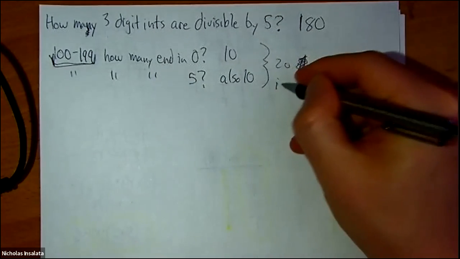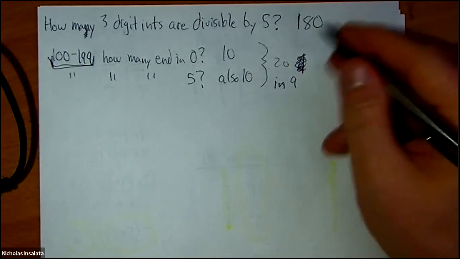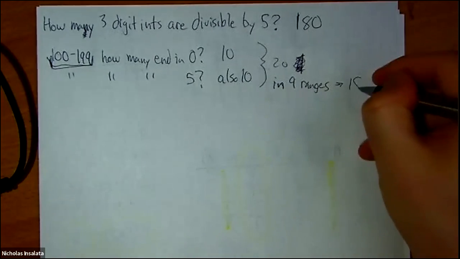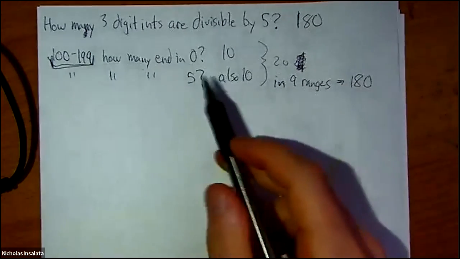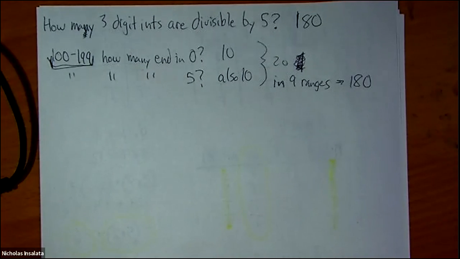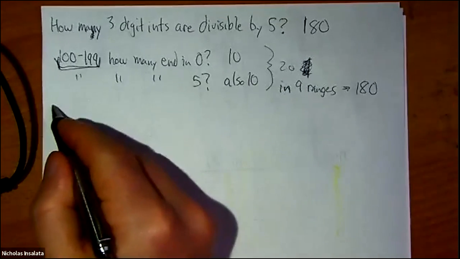So 20 in 9, I guess I'll say ranges, right? Gives us 180. Right? So, dividing it up into these 2 different subsets, maybe that would make it easier for you to think about how to count them. Possibly. Maybe not. That's up to you. Okay. Any questions about that one?